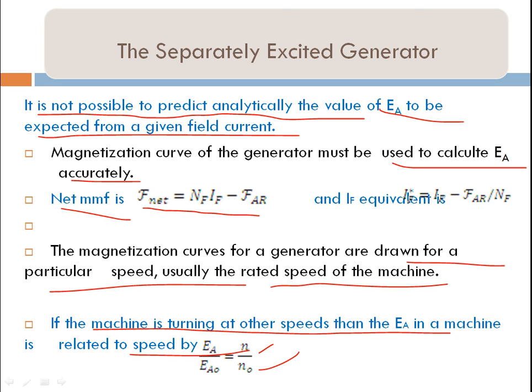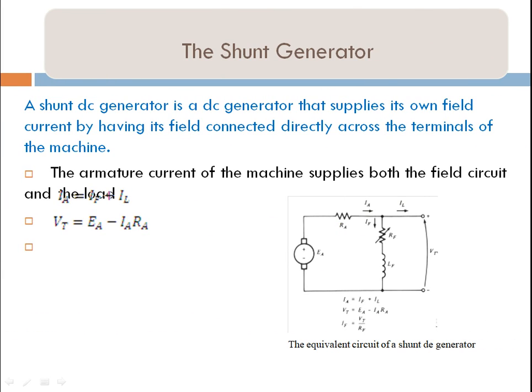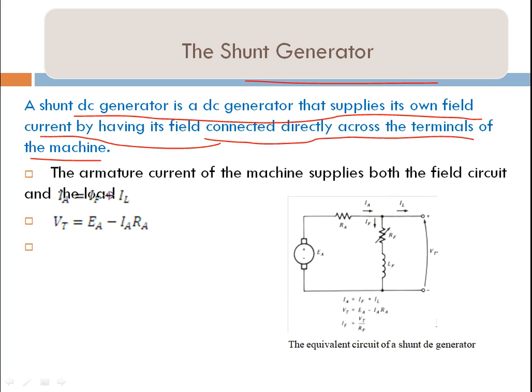Now the shunt generator. The shunt generator is a DC generator that supplies its own field current by having its field connected directly across the terminals of the machine. The armature current of the machine supplies both the field circuit and the load: IA equals IF plus IL, and VT equals EA minus IA RA. You can see the actual image and the equations here.